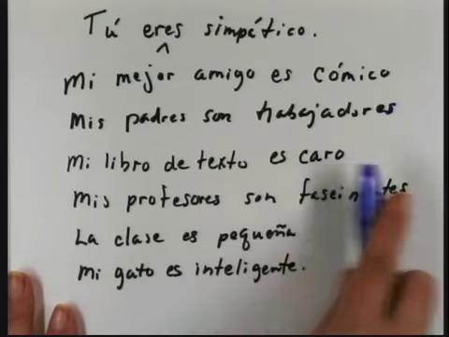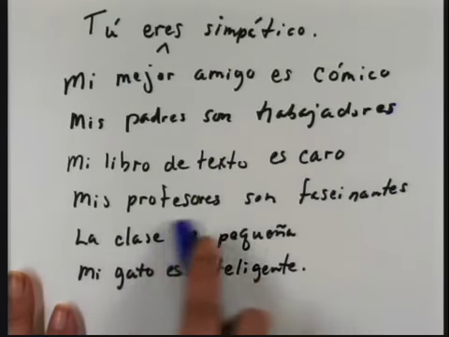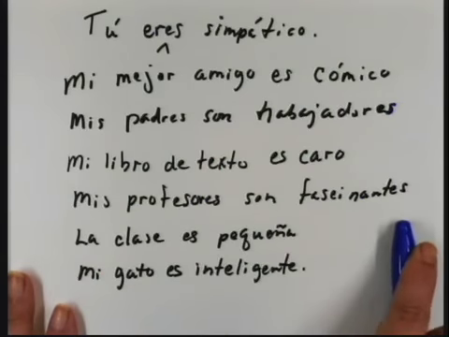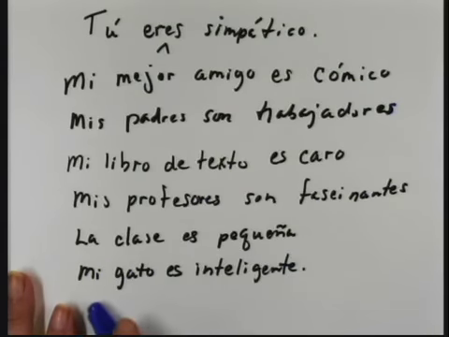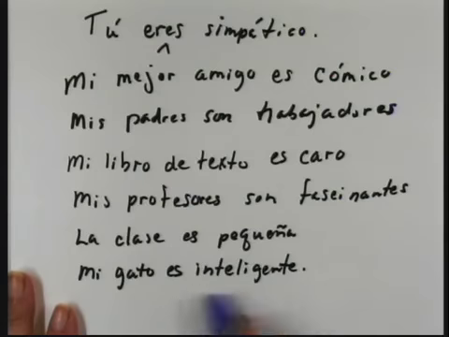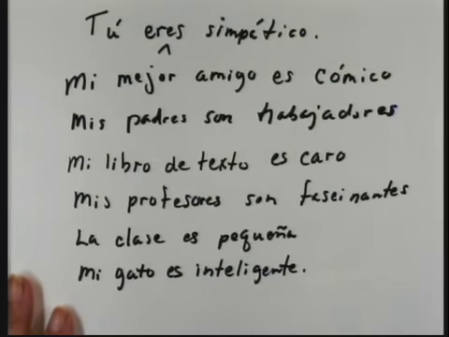My textbook is expensive. Mis profesores son fascinantes. My professors or teachers are fascinating. La clase es pequeña. The class is small. Mi gato es inteligente. Notice one L. Inteligente. My cat is intelligent. Okay, hoy aprendimos el alfabeto español, los números 1 a 100, los días de la semana y el primer verbo, el verbo ser. Hasta la próxima.